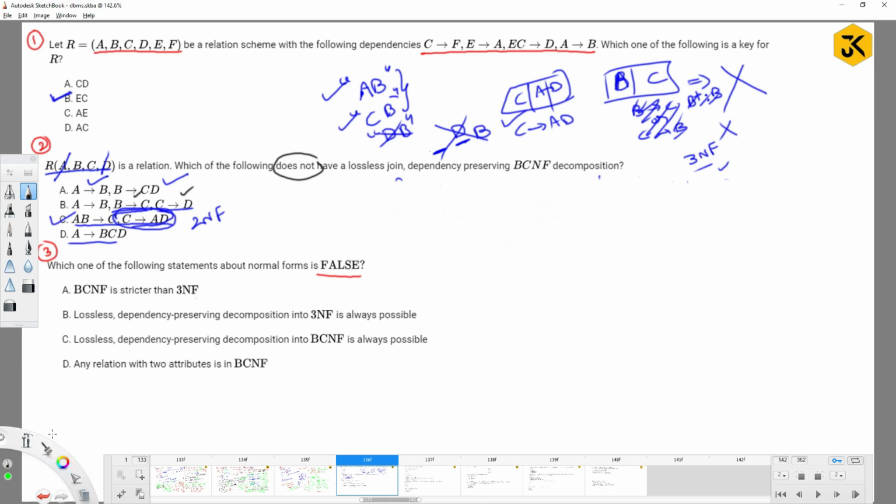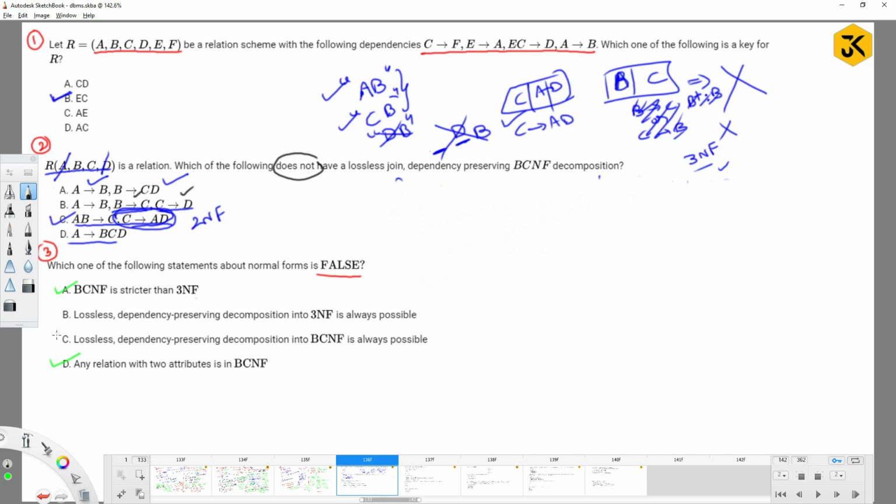So we can go with the elimination option, right? Is BCNF stricter than 3NF? Yes. So which is the correct statement? BCNF is stricter than 3NF. And if I say that any relation with two attributes is in BCNF, yes. What about option B or C?